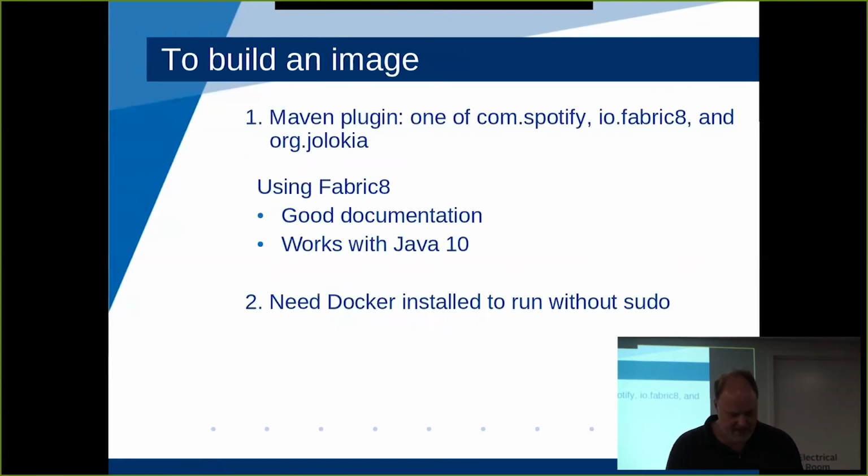So after that was running, then to build an image, I'm going kind of fast here because of the time. To build an image, like I said, you need to get everything you need to run your application. And then since we're doing Java and I said a Maven build, you need a plugin. There are at least 3 Maven plugins for Docker. I went with Fabric8 because it had good documentation and it was working with Java 10, which was still fairly new at the time. And the other thing you need is Docker configured to run without sudo. I came to the conclusion that I either had to have Docker run without sudo or I had to run all my Maven builds with sudo, and this was the lesser of the 2 evils.